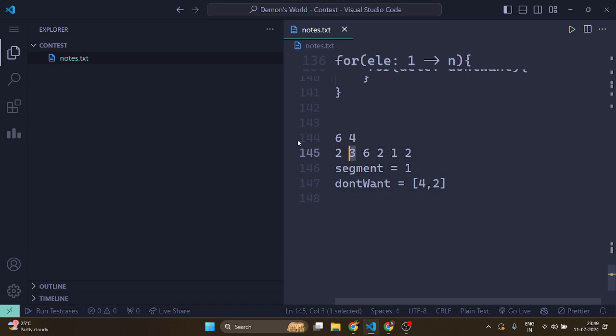Yes, I can include 3 as well, because 3 is not divisible, no problem, continue. Yes, I can include 6 as well, because 6 is not divisible by 4. Now again I got 2. Oh, I didn't want 2, because 2 is present in my don't want list.